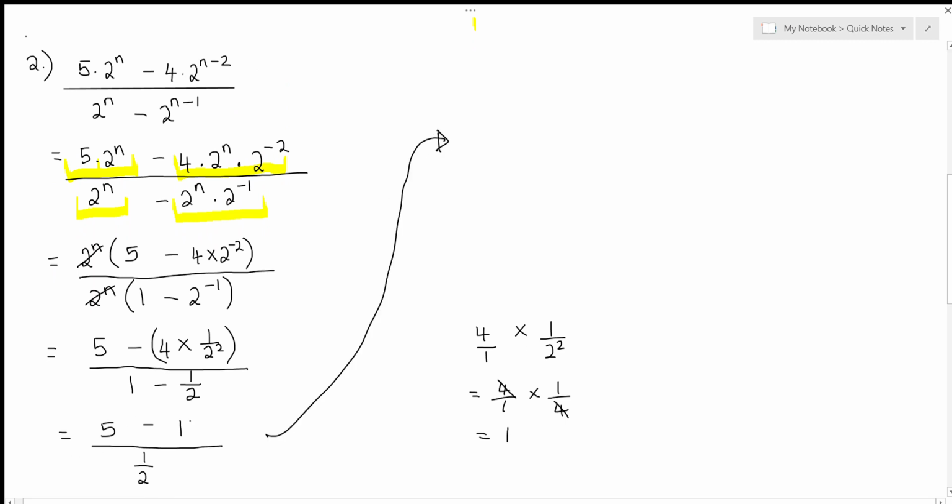So 5 minus 1 will give me 4 over a half, 4 divided by a half, which can be written as 4 divided by a half. Then we tip it and multiply, so that will become 4 times 2 over 1, and my answer would be 8, and that's my final answer of 8.